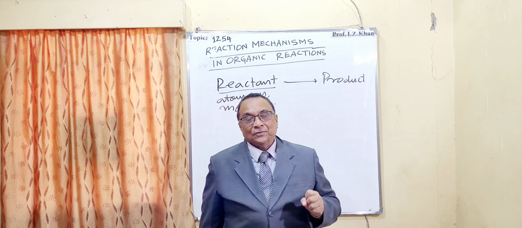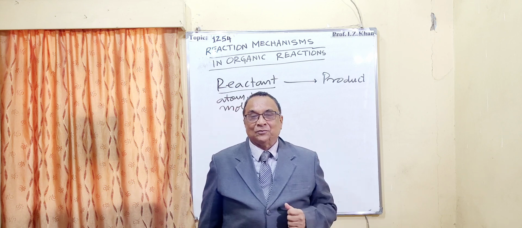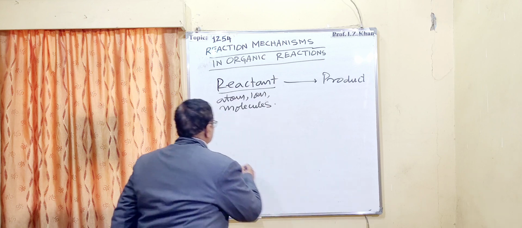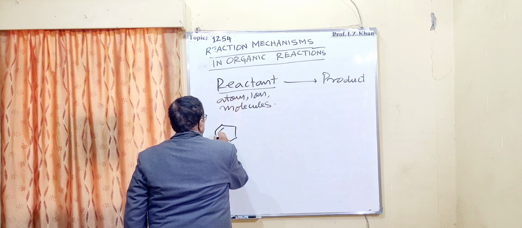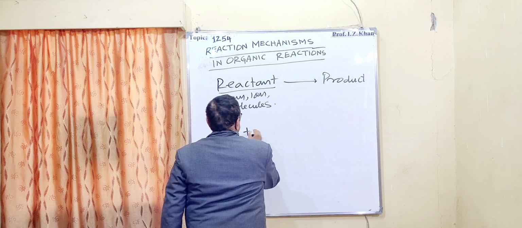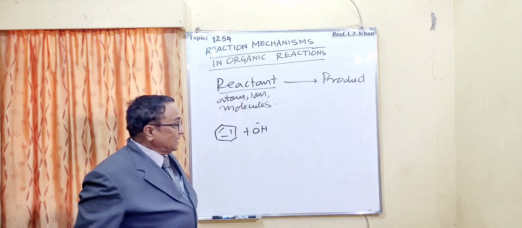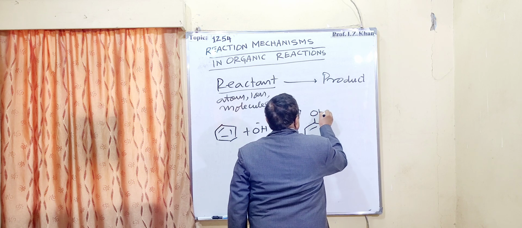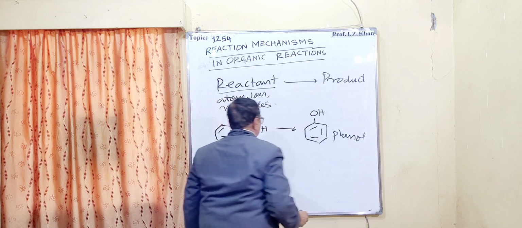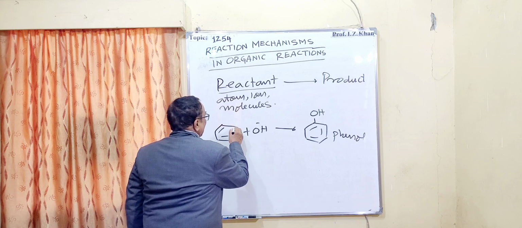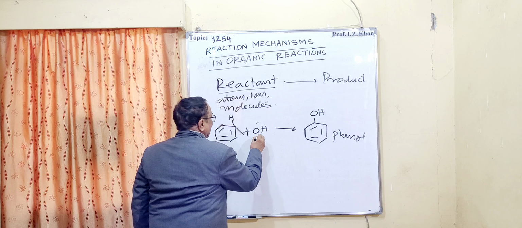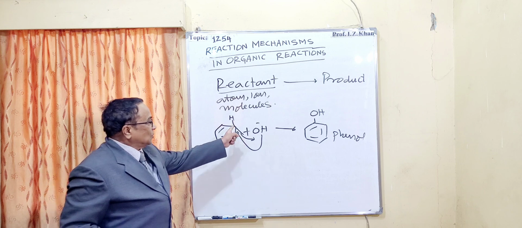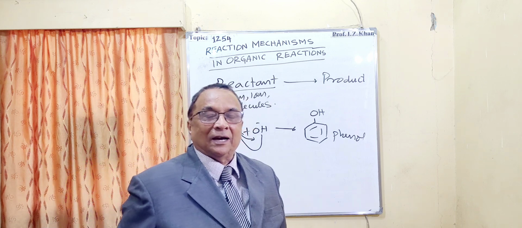For example, if you have benzene and you want to convert it into phenol, it means you add one nucleophile, for example OH minus. The product is phenol. Here the nucleophile will come and attack, and the other group will leave, and in this way it will be a nucleophilic substitution of the aromatic ring.